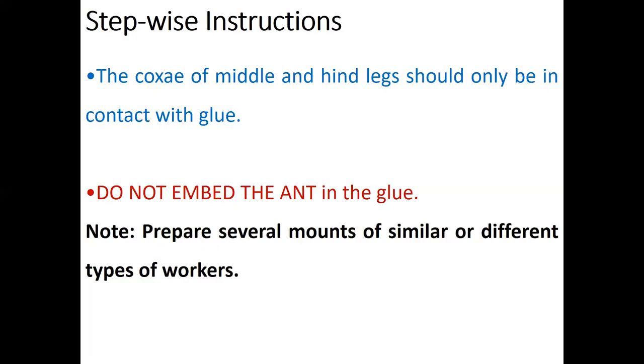But if they are polymorphic, they can be of different morphological appearances externally. For example, in Feedall, you find minor and major workers. Major workers are completely different in appearance, so you need to prepare at least two of similar types of workers or different mounts of different types of workers.